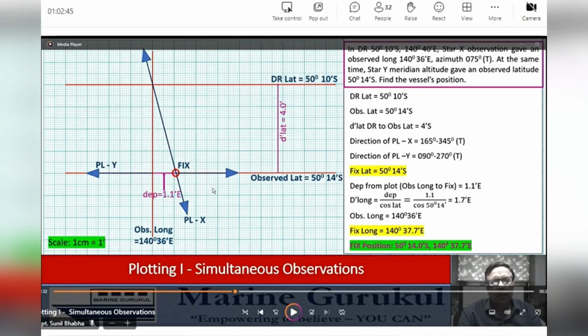Okay, great. So if I use the DR longitude as a reference point to measure departure, I will get a different final longitude, right? No, beta. The final longitude is going to remain the same.